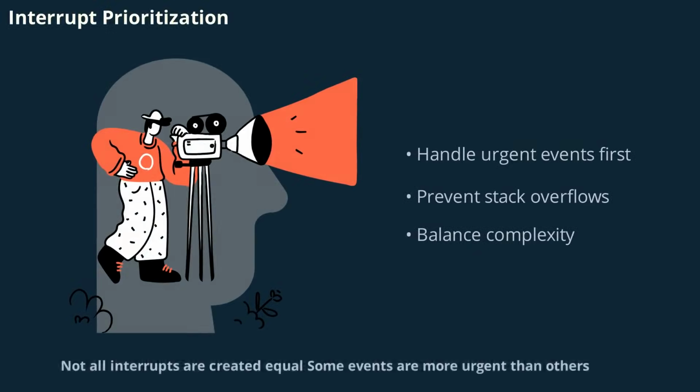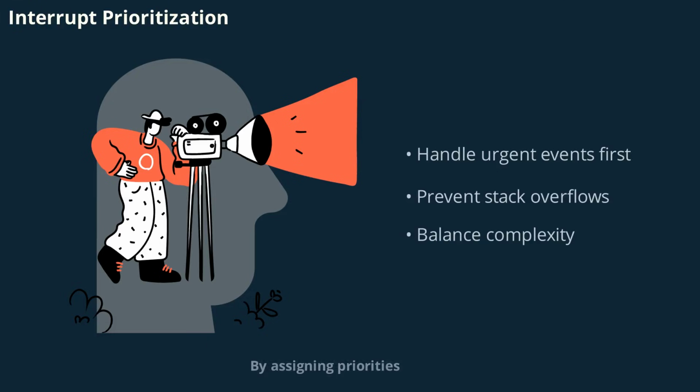Not all interrupts are created equal. Some events are more urgent than others, so embedded systems often support interrupt prioritization and nesting. By assigning priorities, you ensure that the most critical tasks are handled first. However, excessive nesting can lead to stack overflows and increased complexity, so use this feature judiciously.